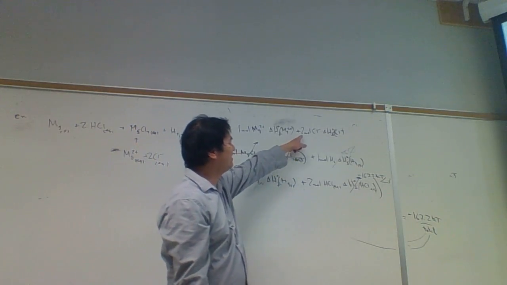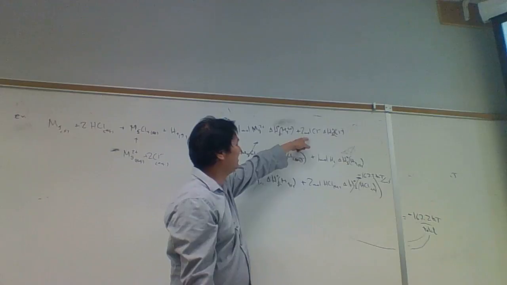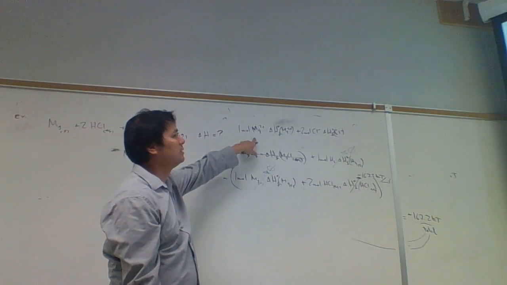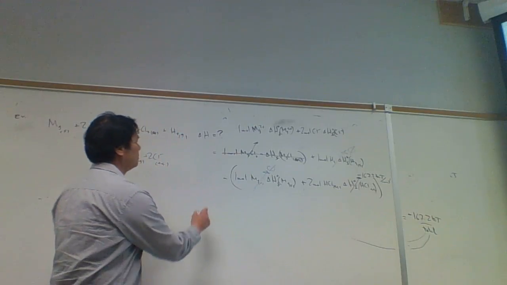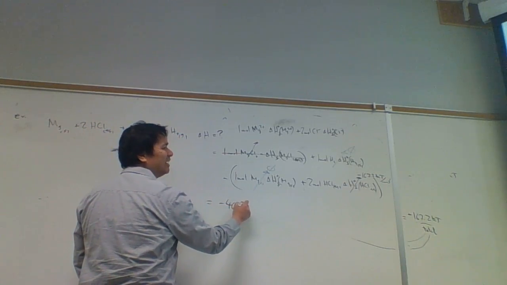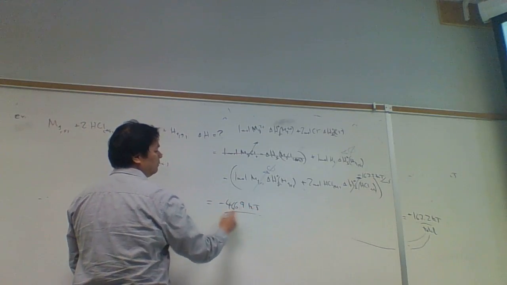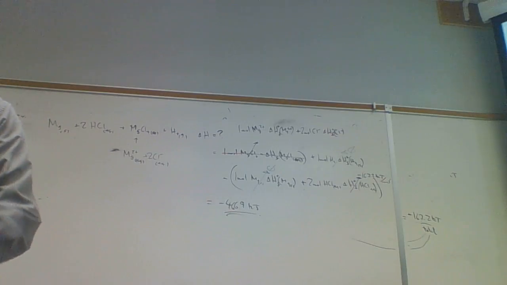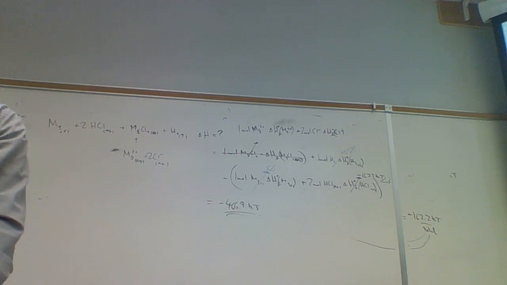So actually, you know what? These two cancel out. And then the delta H for this reaction comes out to minus 466.9 kilojoules. Okay. So that's the easiest way of determining delta H's, for sure.